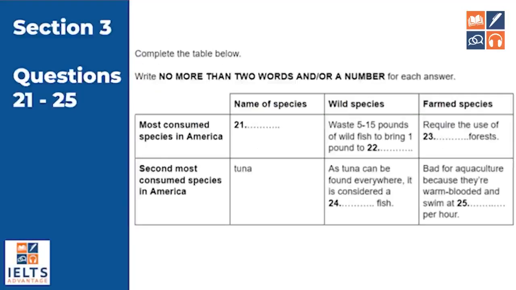So let's look, though, at the four choices that we are making right now. The first one, by far the most consumed seafood in America and in much of the West, is shrimp. Shrimp in the wild is a terrible product. 5, 10, 15 pounds of wild fish are regularly killed to bring 1 pound of shrimp to the market.